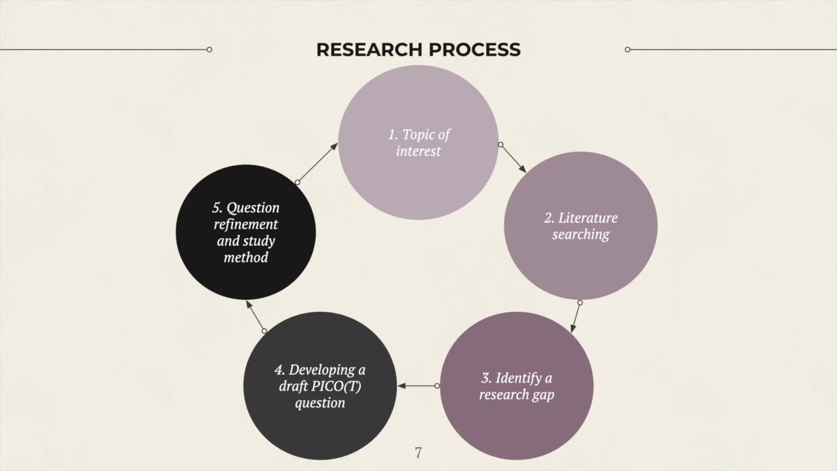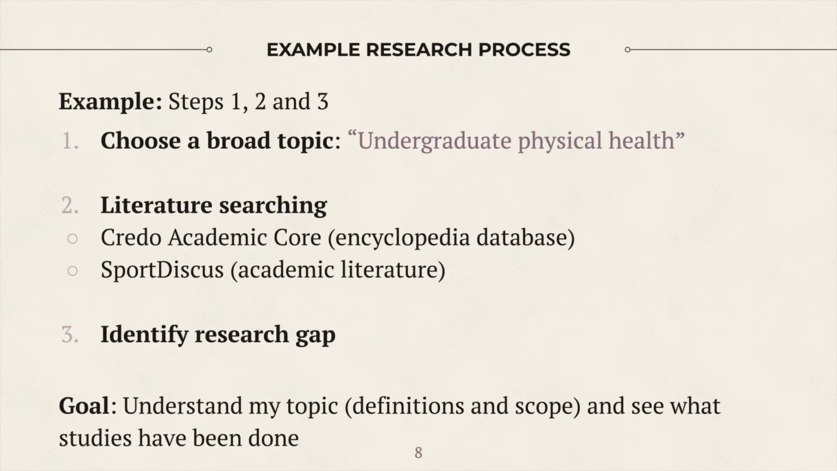When we last left off, we were talking about the research process and all the steps involved. For this next section, we're really going to focus in on a hypothetical topic and how we would break that down into keywords and then do some searching in an academic database. So for our example research process, I've divided this into steps 1, 2, and 3 of our diagram.